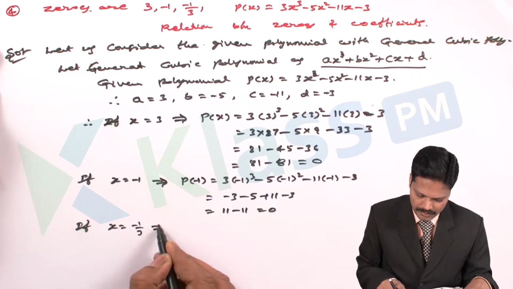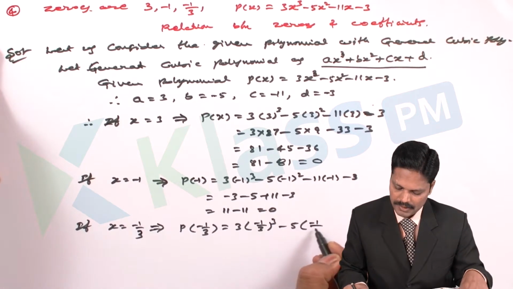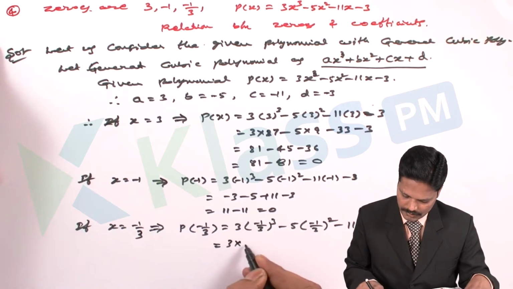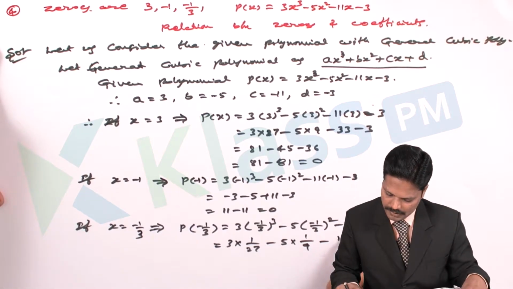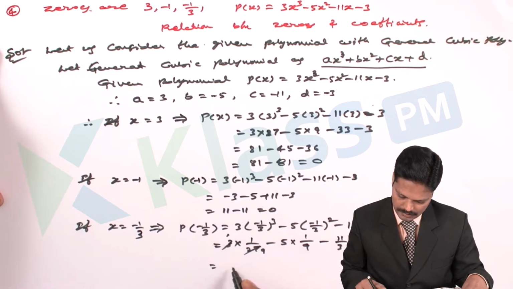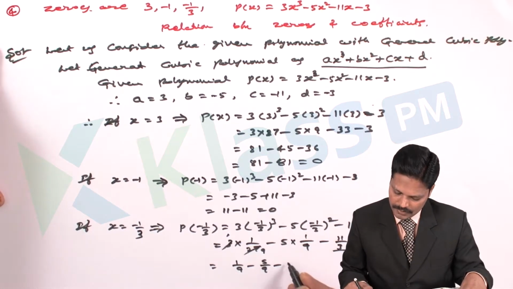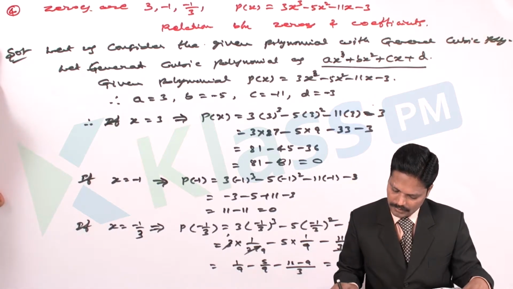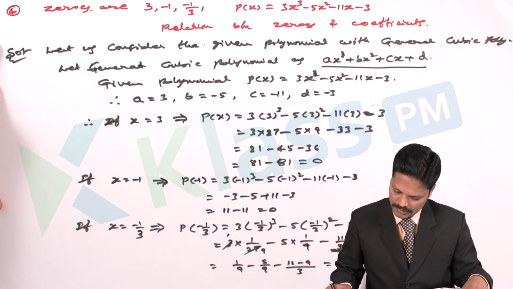If x is equal to minus 1 by 3, what will we get? p of minus 1 by 3 is equal to 3 into minus 1 by 3 whole cube minus 5 into minus 1 by 3 whole square minus 11 into minus 1 by 3 minus 3. After substituting, 3 into 1 by 27 minus 5 into 1 by 9, and minus into minus becomes plus 11 by 3, minus 3. So 3 ones are 3, 9s are 1 by 9, minus 5 by 9, and taking the LCM as 9 for all terms, we get minus 1 minus 5 plus 33 minus 27.